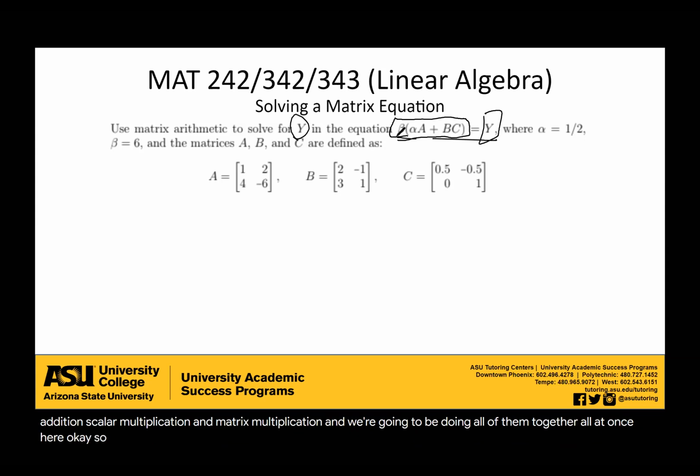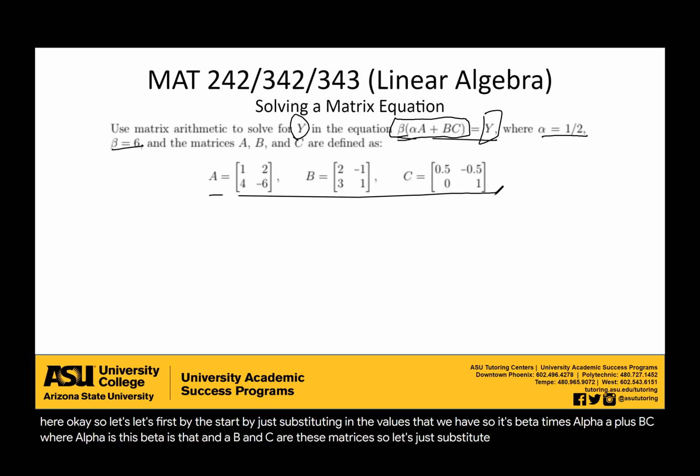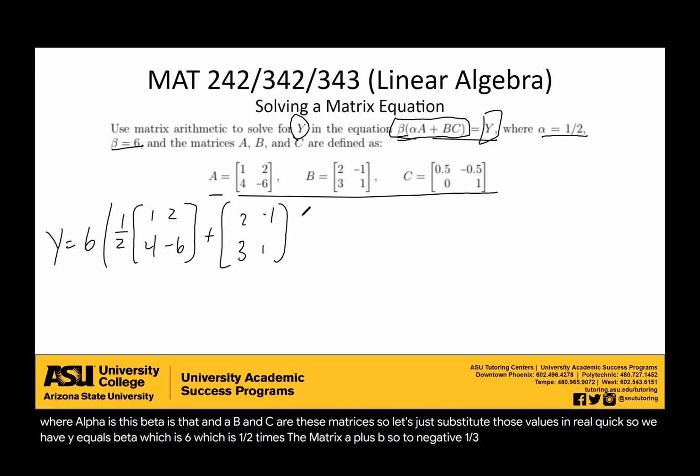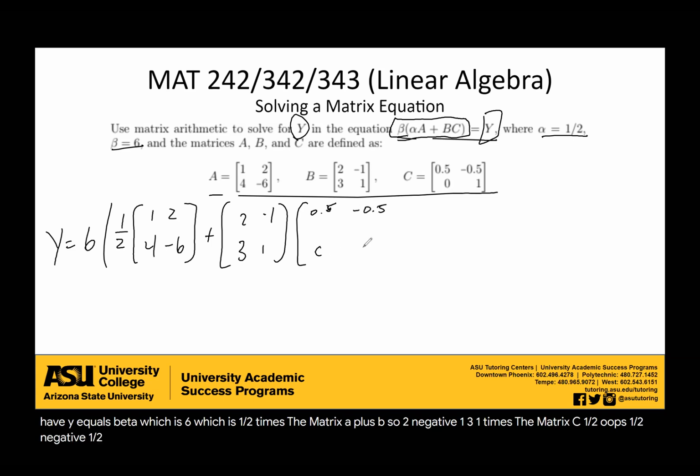Okay, so let's start by just substituting in the values that we have. So it's beta times alpha A plus BC, where alpha is this, beta is that, and A, B, and C are these matrices. So let's just substitute those values in real quick. So we have Y equals beta, which is 6, times alpha, which is 1/2, times the matrix A, plus B, so 2, -1, 3, 1, times the matrix C, which is 1/2, -1/2, 0, and 1. Still messy. Here we go. Okay, so this is what we're trying to do.